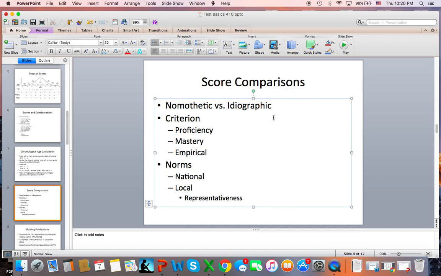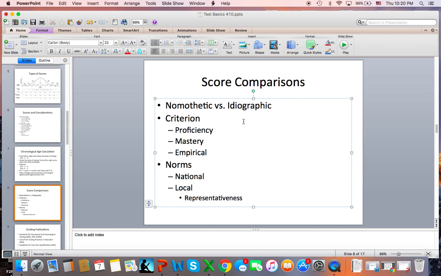The idiographic approach is different in that it compares an individual's score to his or her own previous performance. So the student themselves acts as their own control or their own comparison.